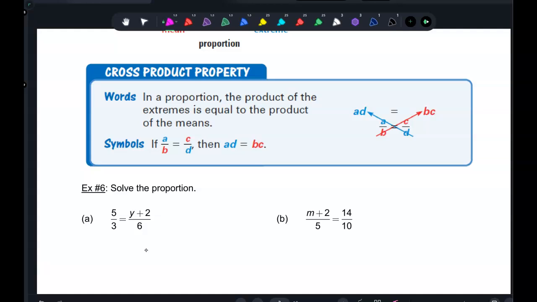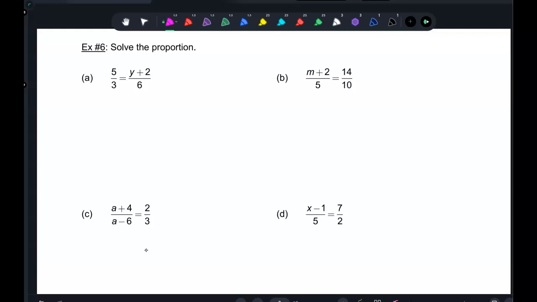We do cross multiplication, which means we're going to multiply diagonally. Does that sound familiar? So 5 times 6 and 3 times y plus 2. Does it matter which one we put on which side? So let's see. I'm going to multiply 5 times 6. Bring down the equal sign. And then I'm going to multiply 3 times y plus 2. Again, this should be a review from algebra.